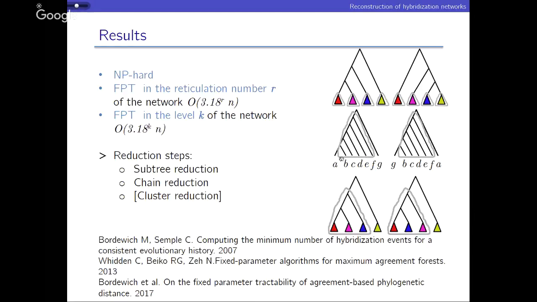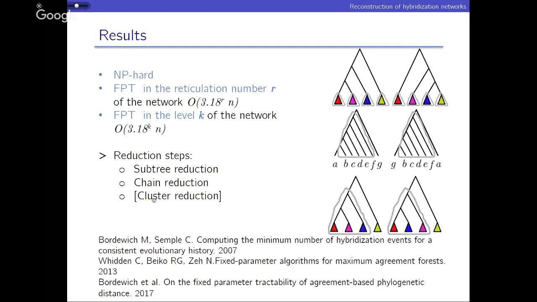in both trees, but is actually connected in a different way. Here we have A, here G. So we can't use the subtree reduction. Then we can prove that this chain is either completely recovered in the resulting phylogenetic network, or is completely shattered. And this also permits us to reduce the size of the problem.